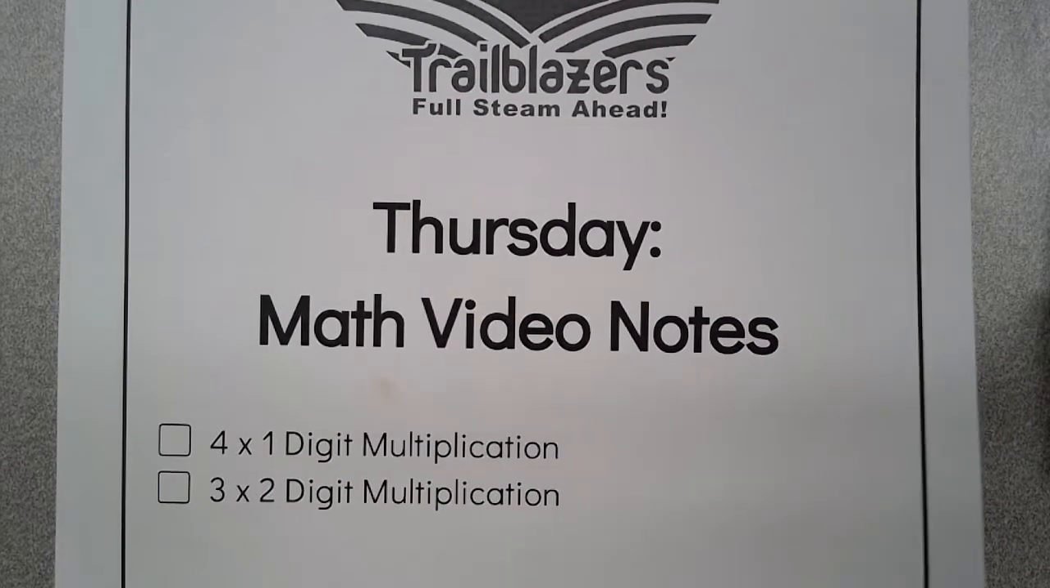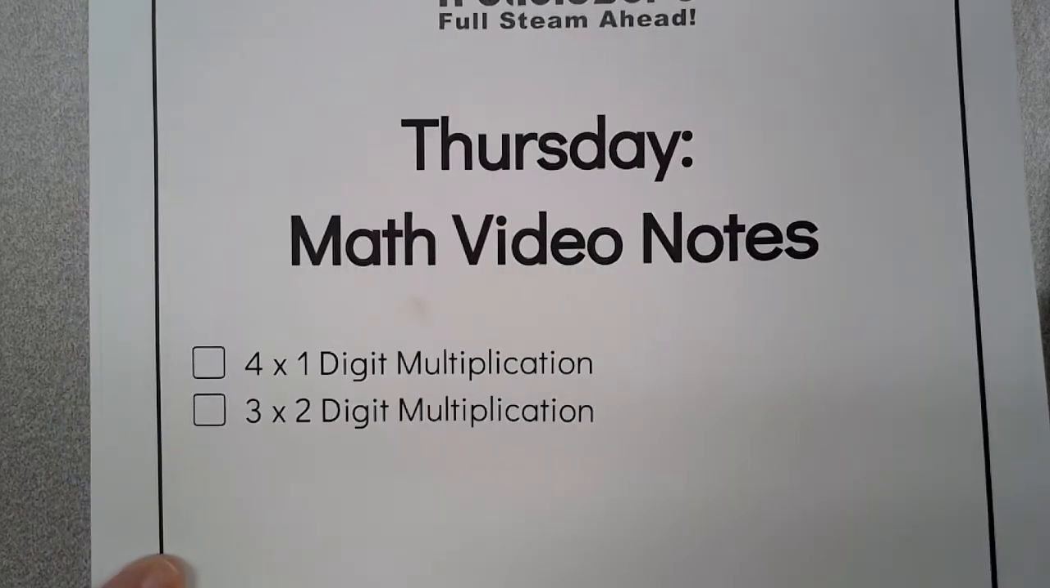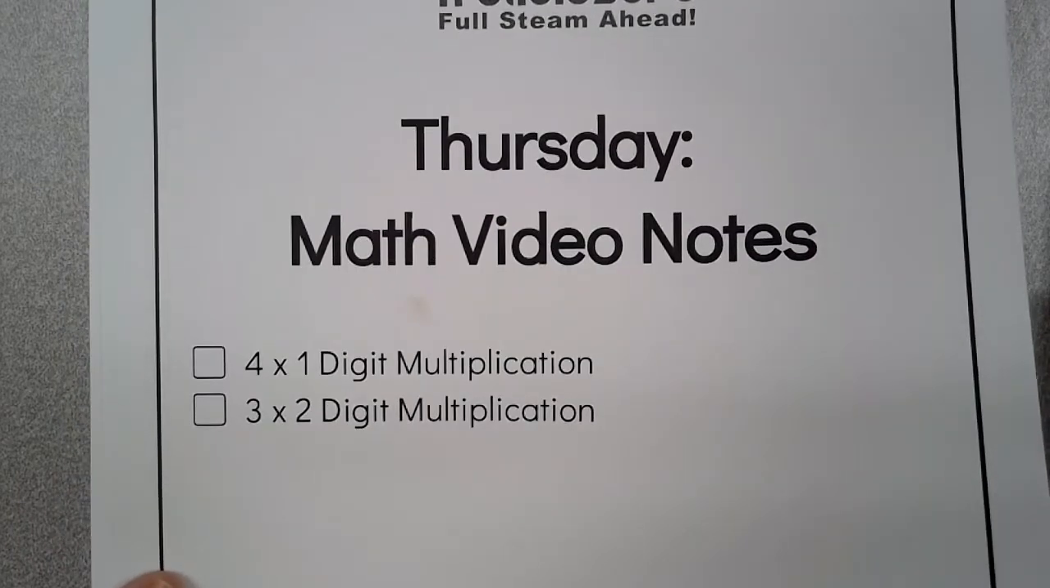So today we're going to be working with 4 by 1 digit multiplication, which we should be able to do in a snap. And then we're going to be working with 3 by 2. That might take us a little bit longer, but we're going to get it, okay?